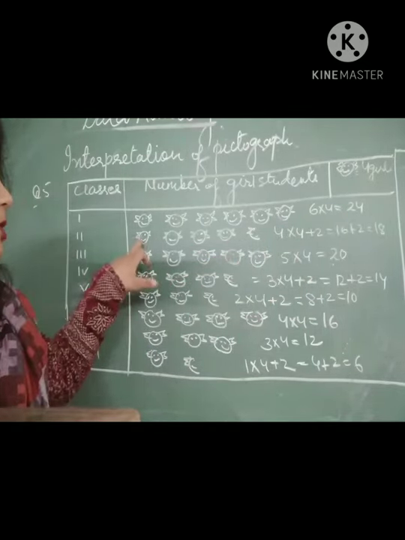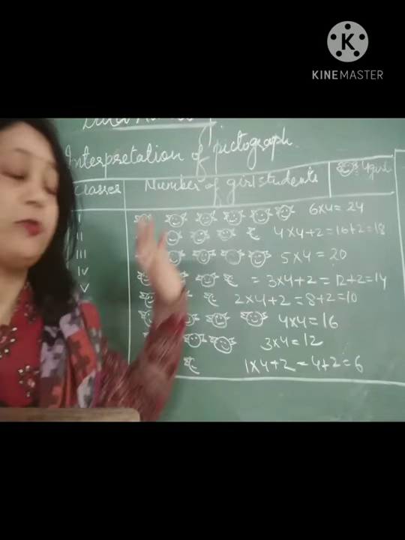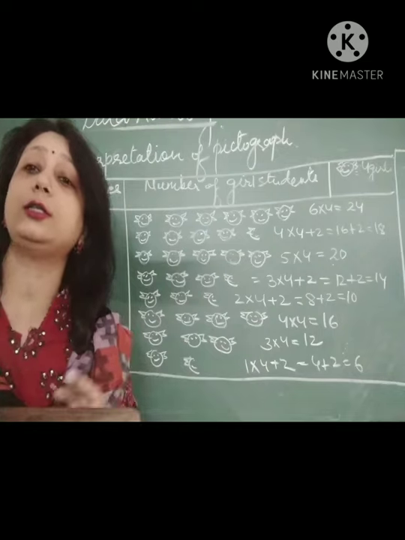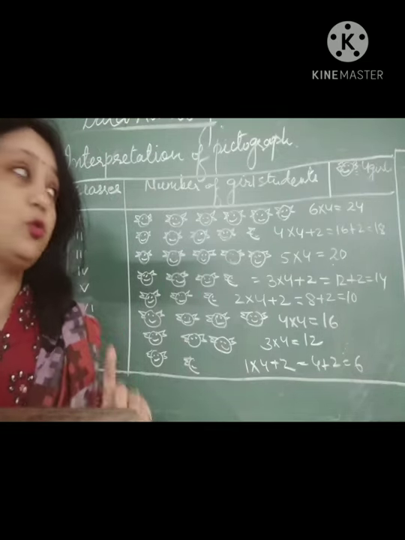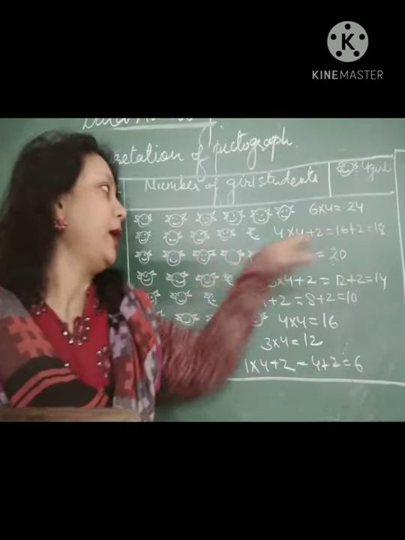Now how many complete pictures are there? 1, 2, 3, 4. 4 multiplied by 4. If one complete picture represents 4 girls, then one half picture represents 2 girls. Then add 2, and it equals 18.